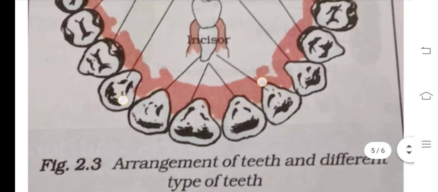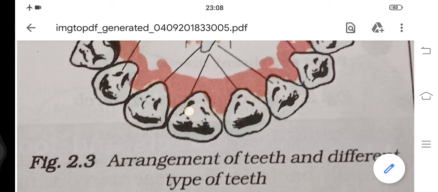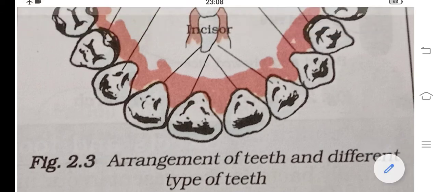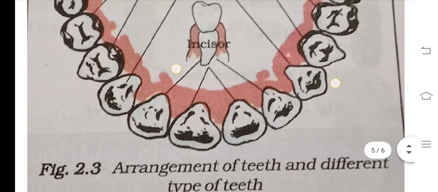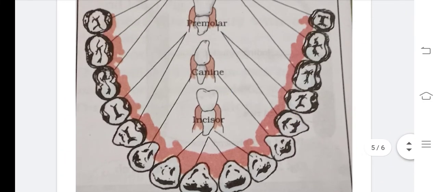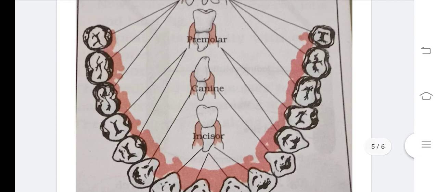See, the buccal cavity consists of upper jaw and lower jaw. Each jaw has four incisors. What about canines? Two canines in each jaw. Totally, how many canines are there in the upper and lower jaw? 2 plus 2, 4 canines.